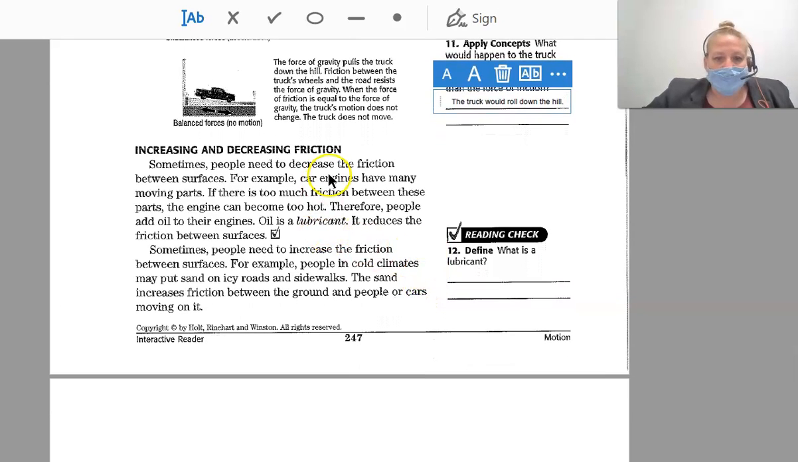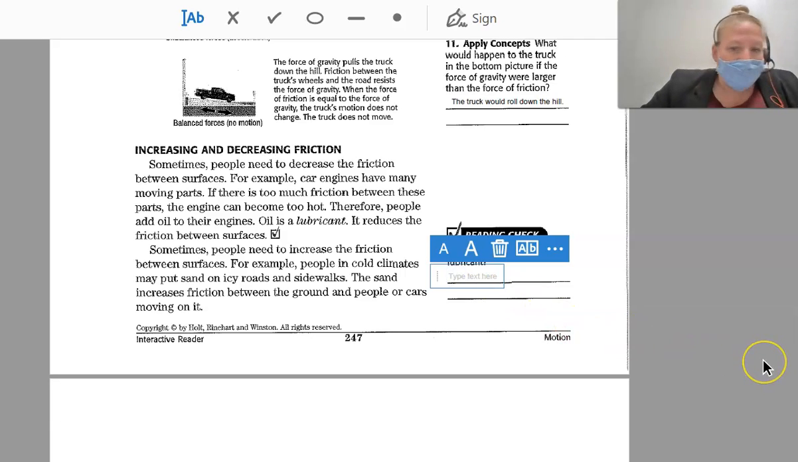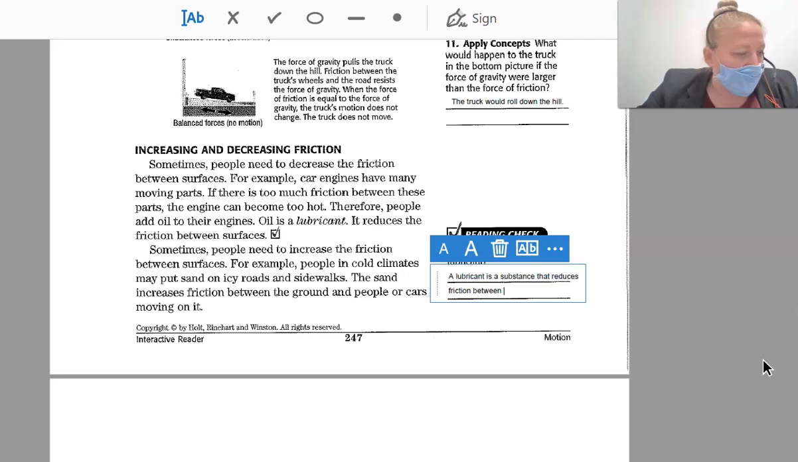Increasing and decreasing friction. Sometimes people need to decrease the friction between surfaces. For example, cars' engines have many moving parts. If there is too much friction between these parts, the engine can become too hot. Therefore, people add oil to their engines. Oil is a lubricant. It reduces the friction between surfaces. Let's define lubricant. Okay. Lubricant is a substance that reduces friction between surfaces.